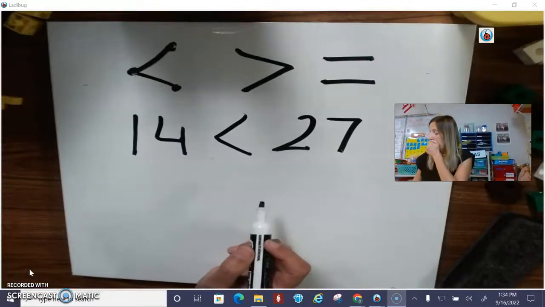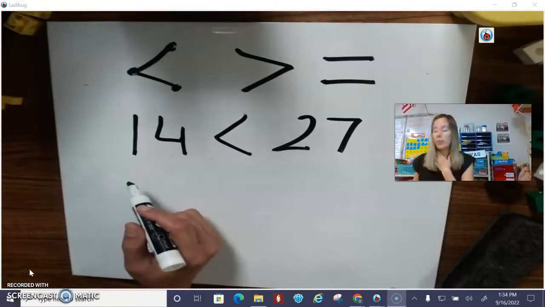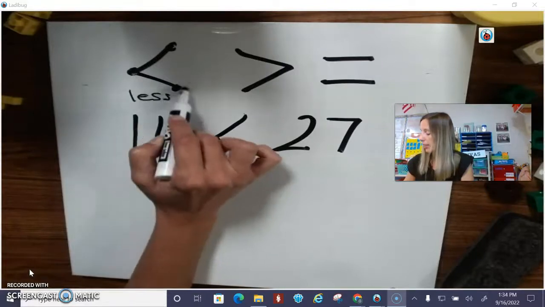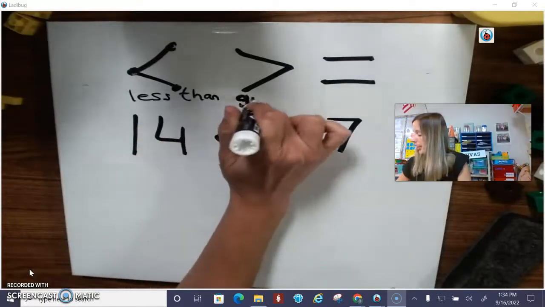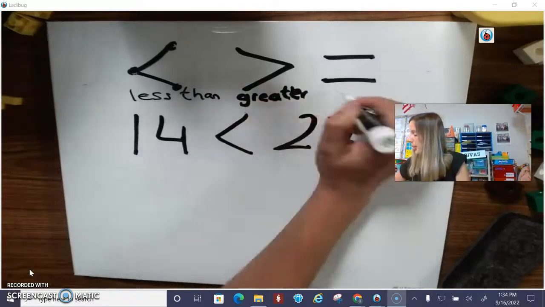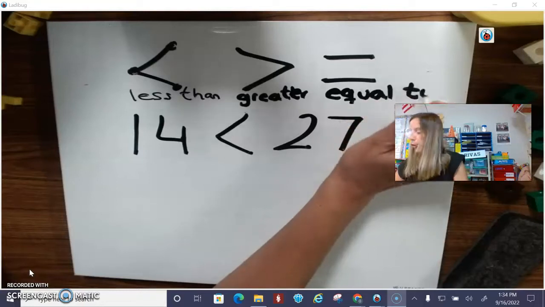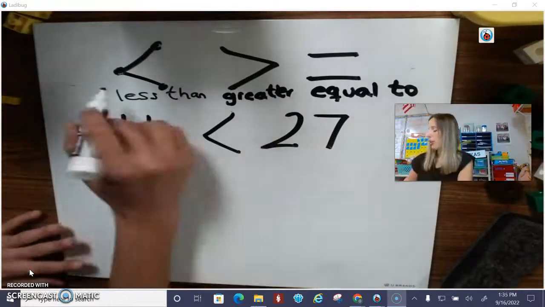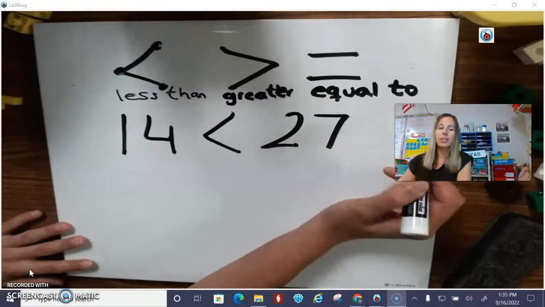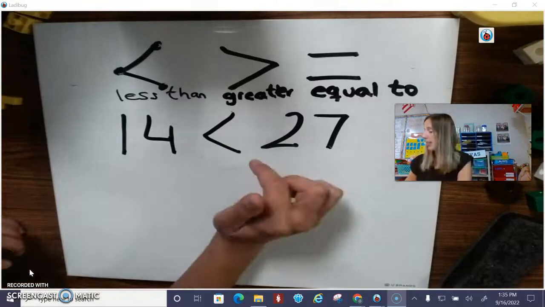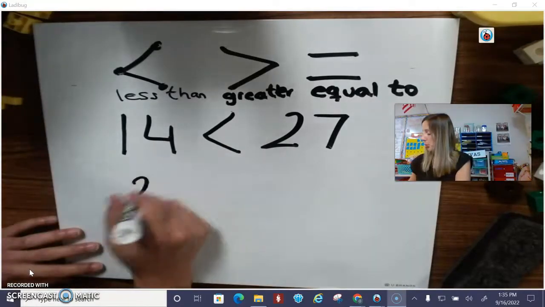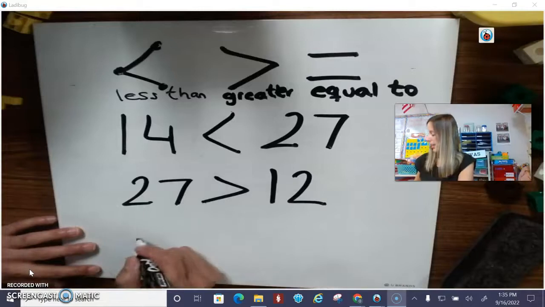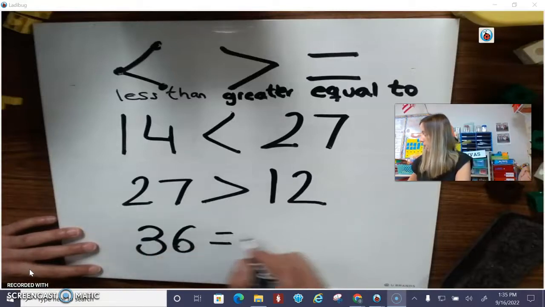So for example, I'm going to tell them, 14 is smaller, so the symbol is going to be this one, and this symbol's name is called less than, greater than, let's see if I can spell, or equal to. And of course in my class it's going to be in Spanish, but just to give you an idea. So I'm going to be using those names. 14 is less than 27, or 27 is greater than 12, and 36 is equal to 36.